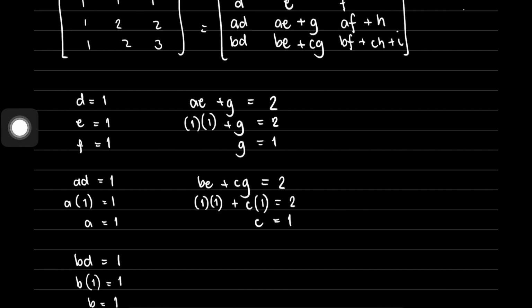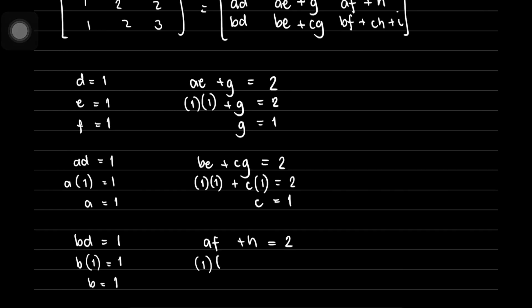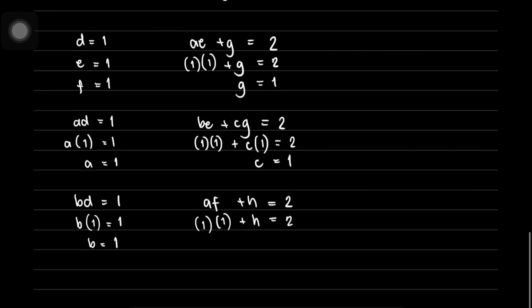Because 1 times 1, if we transpose it, we have 2 minus 1, so that's basically equal to 1. And for AF plus H, this AF plus H corresponds to the value 2. So A is equal to 1, and F is also equal to 1. H is unknown, so that's H equals 2. So 1 times 1, again, transpose it to the other side, we have H equals 1.